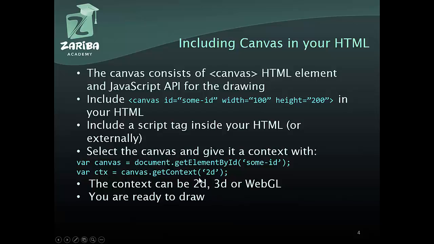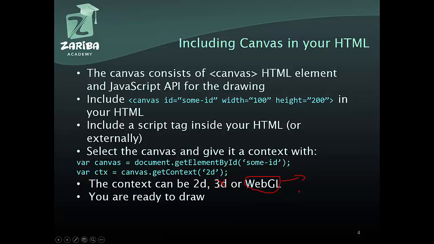Okay, so the context can be 2D, 3D, or WebGL. So 3D, do not use that ever. It's not supported, I think, pretty much anywhere except Chrome and Firefox. If you want to do 3D graphics, then probably use WebGL. And this is really cool. WebGL is relatively new. I think it's still under some development, but it's relatively done.